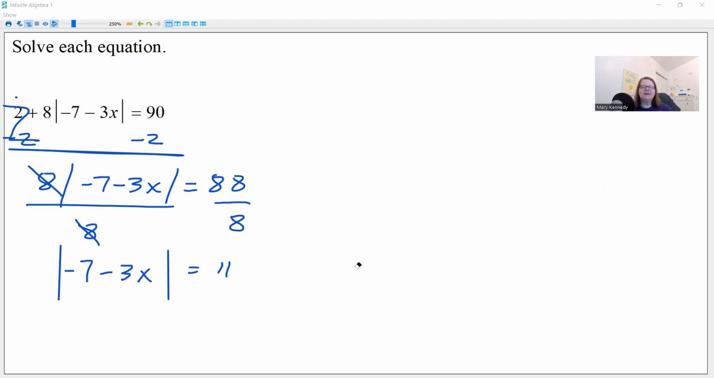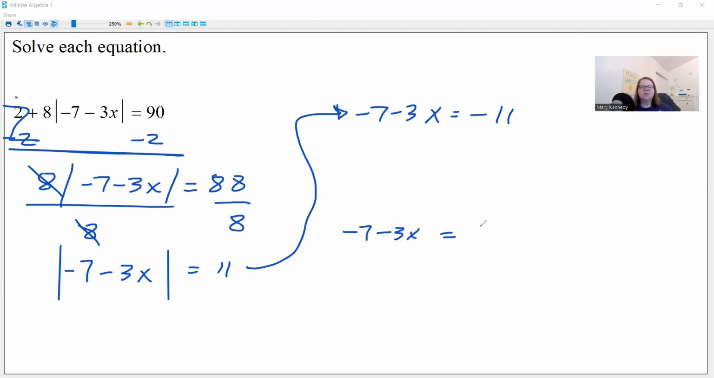And we're going to take this and split it into 2 problems. So we've got -7 minus 3x could be -11, because the absolute value of -11 is +11. Or it could be -7 minus 3x equals +11, because the absolute value of +11 is +11. So that would work too. Okay, so 2 problems.